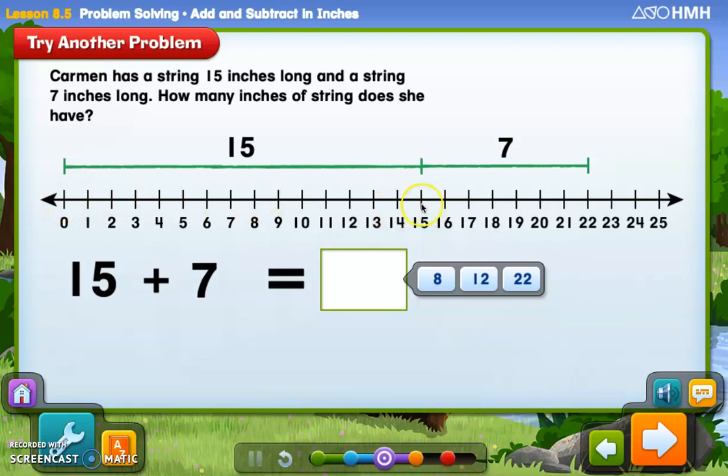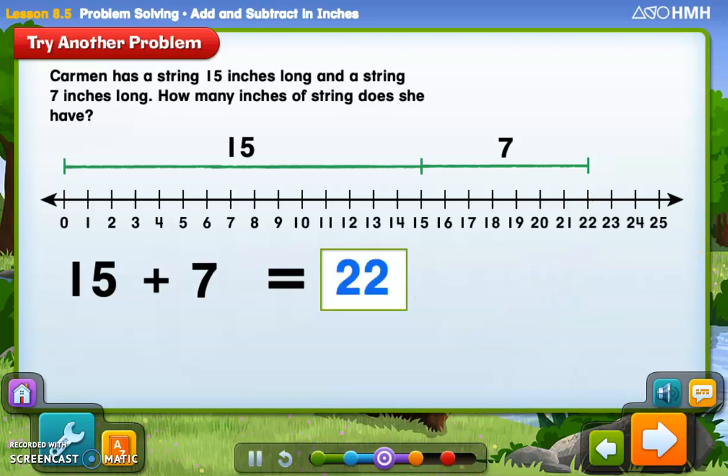So you go from 0 all the way to 15. That represents the first piece of string. But then she also has, again, 7 inches of a piece of string. So from 15, we're just going to count on by ones, and we're going to count 7 until we get onto some number. So 15, and then we're going to go 1, 2, 3, 4, 5, 6, 7, and we land on 22. So that means that the 15-inch string and the 7-inch string, when you put them together, that means that the entire length of all that string is 22 inches.